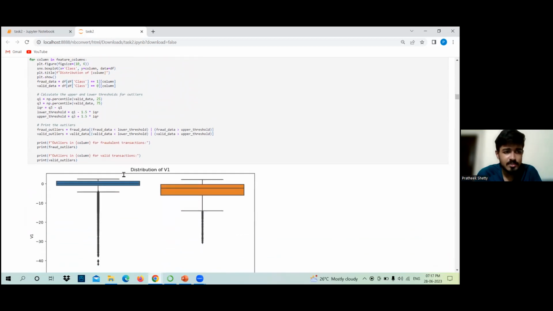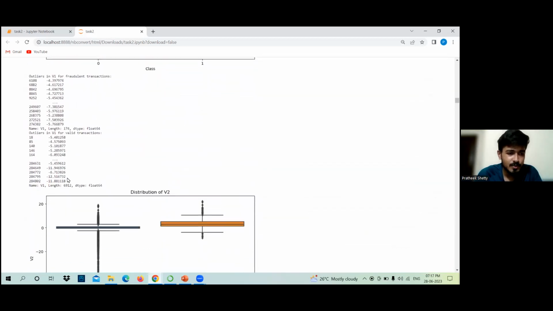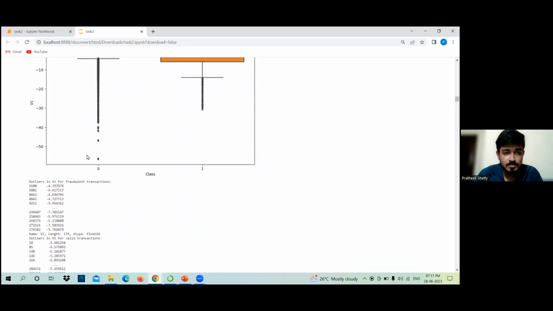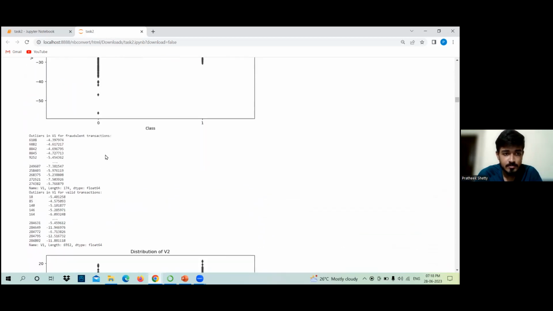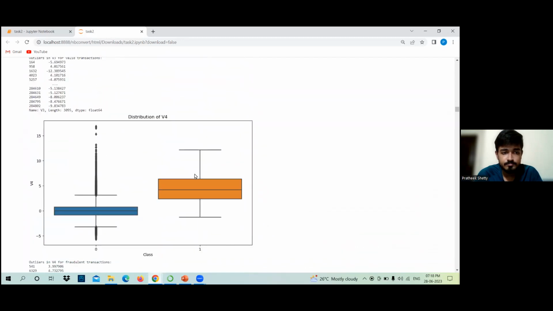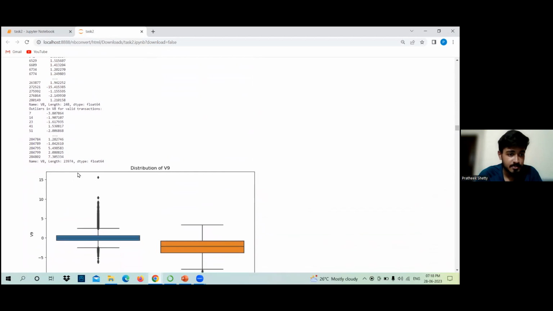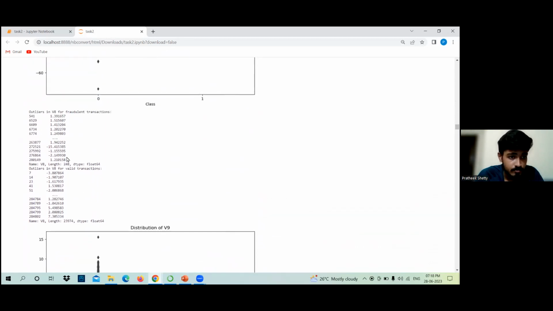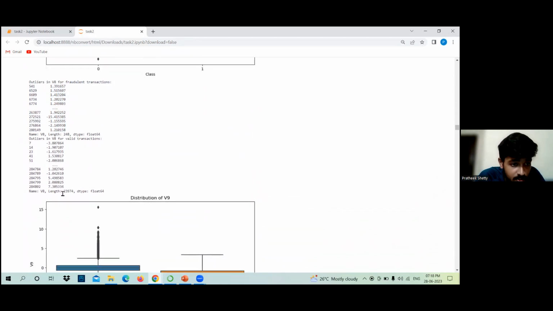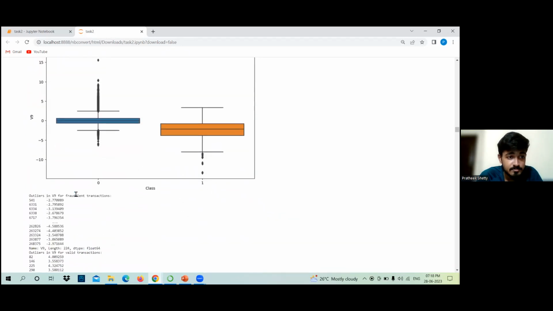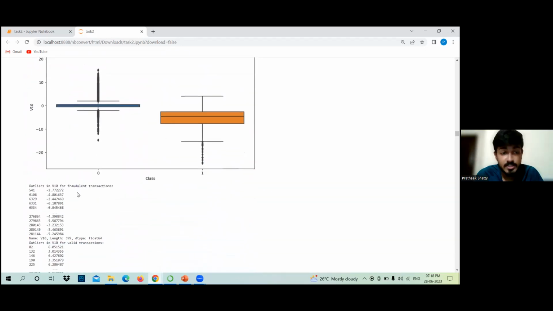Again, I tried to find the outliers, and there were about 23,000 or 10,000 for each feature. For example, V8. You can see there were around 23,749 transactions that were in the outlier.